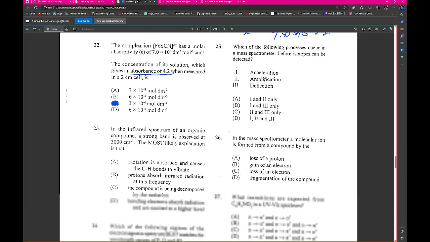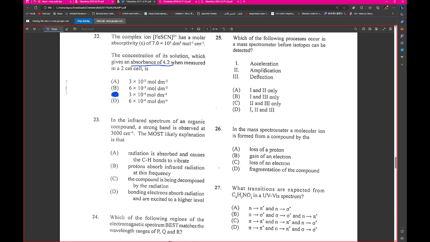Alright, so moving on. Question 23. In the infrared spectrum of an organic compound, a strong band is observed at 3000 wave number. The most likely explanation is that... A strong band, so the band specifically around 3000. It looks weird, but it's strong, right? At around 3000. So what's happening? What does the band speak to?